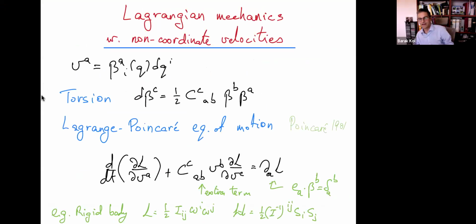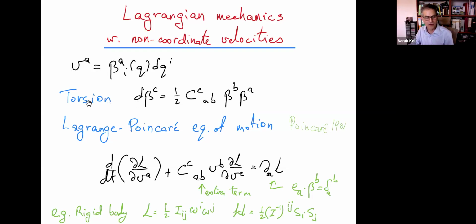Okay, here is another thing that helps. How do we do Lagrangian mechanics in terms of non-coordinate velocities? From GR, we're familiar with the fact that we can work either with a coordinate basis in space-time or with a non-coordinate basis. And then we have torsion coefficients. Something similar happens in mechanics. Suppose we want to work with velocities which are not q_i dot, as we usually do, but some linear combinations of q_i dot.